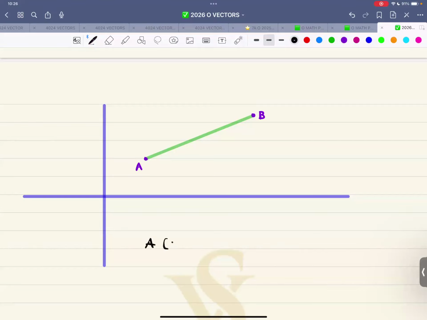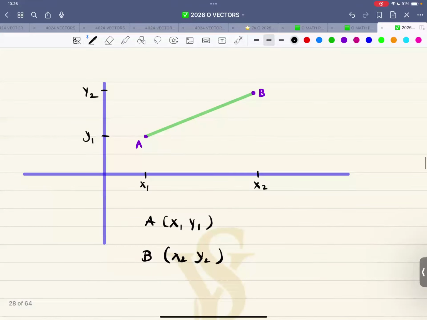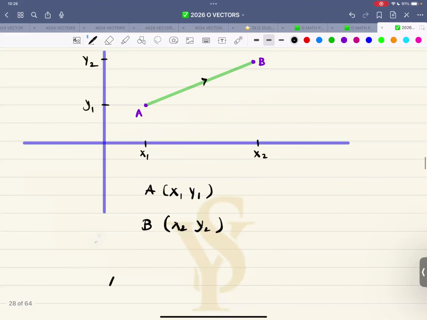So A is written as x1 and y1. B is written as x2 and y2. So therefore, this is y1, this is x1, this is x2, this is y2. And going from A till B, that means I'm traveling from x1 all the way till x2. So let me write this thing horizontally like this.